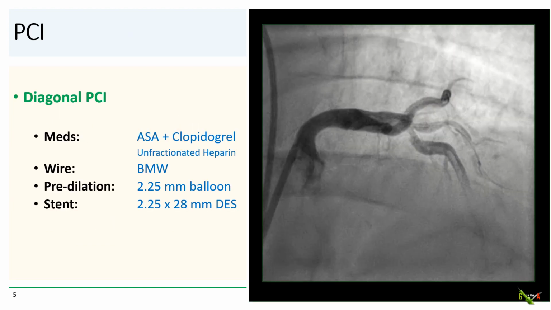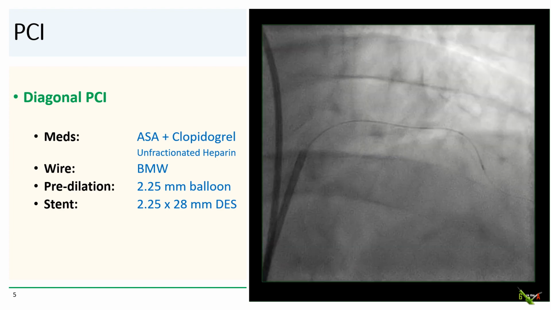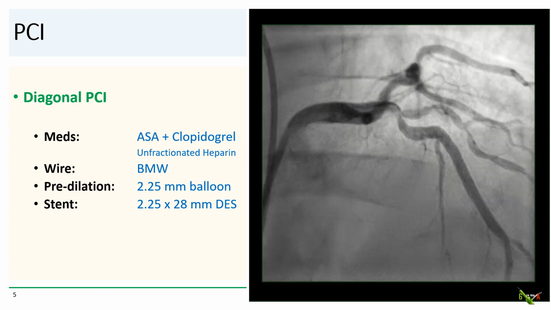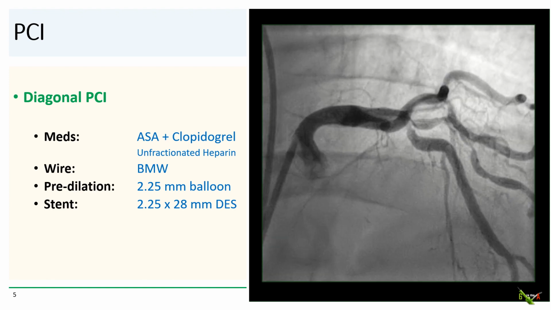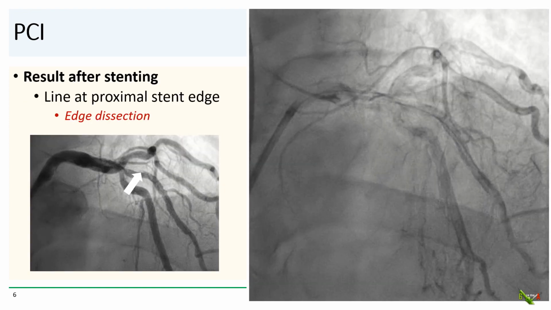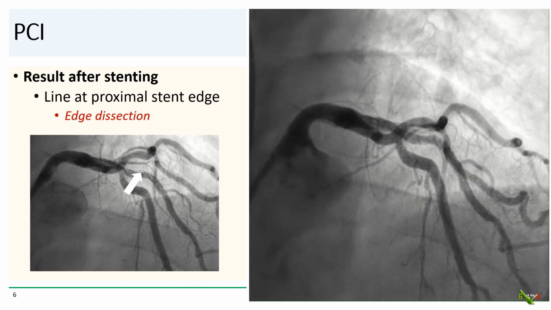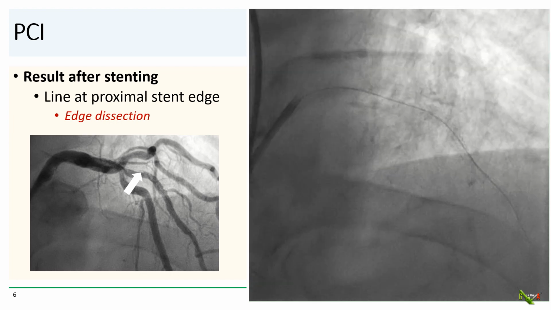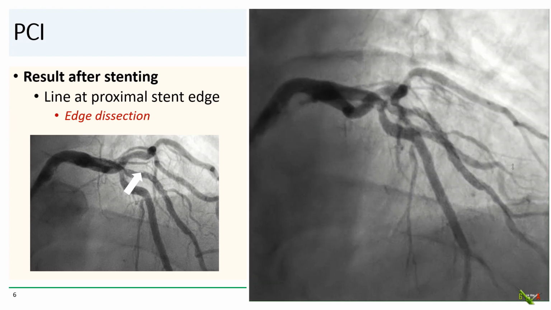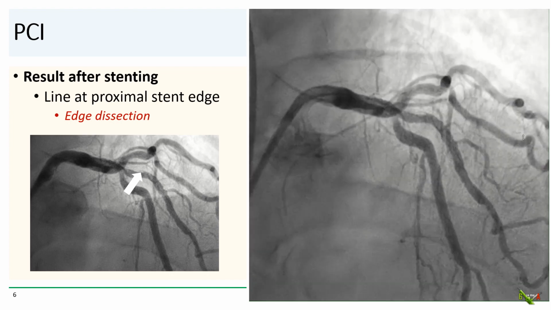The patient got aspirin, clopidogrel, and unfractionated heparin. The diagonal wired easily with a BMW and was dilated with a 2.25 millimeter balloon, and we then deployed a 2.25 by 28 millimeter DES. After stenting, we noticed a very thin line at the proximal edge of the stent. A little hard to see on the cine, but you can see it here in the fixed image with the white arrow. This is classic for a proximal stent edge dissection.